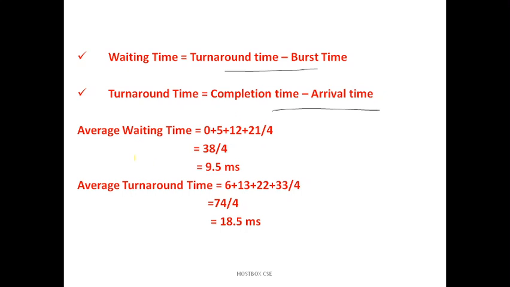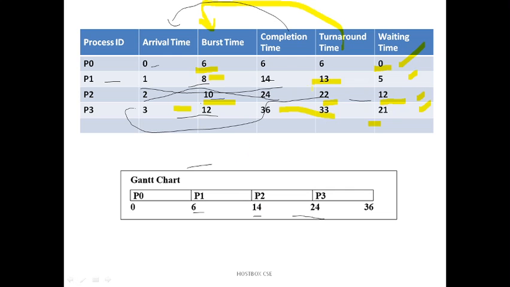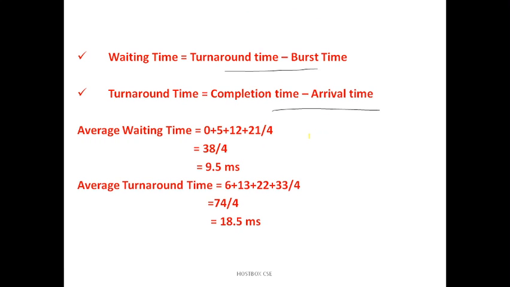Similarly, average turnaround time. We already have the turnaround times, that is 6 plus 13 plus 22 plus 33, divided by 4. How much will it come to? That is totally 74 by 4. You will get the answer 18.5 microseconds.